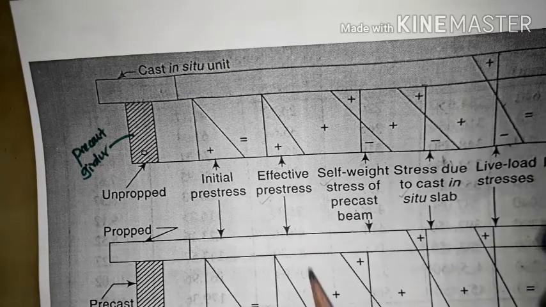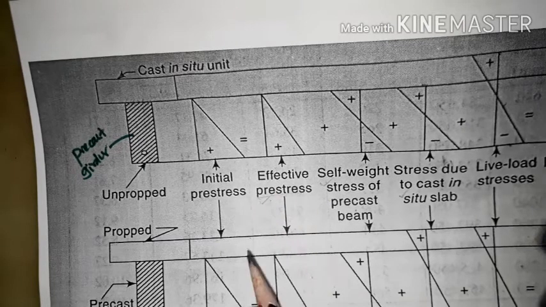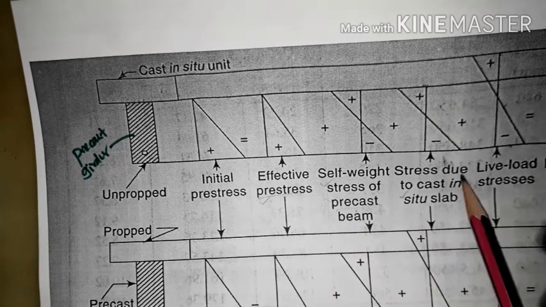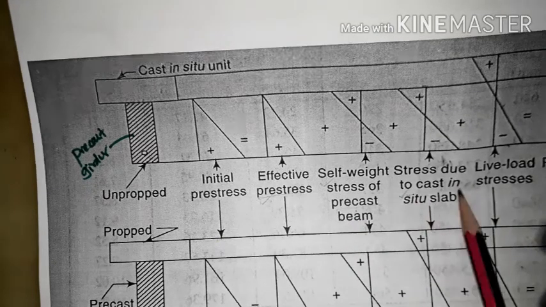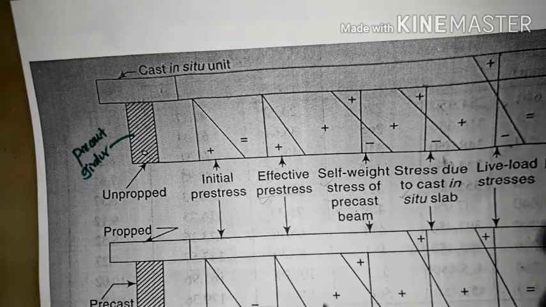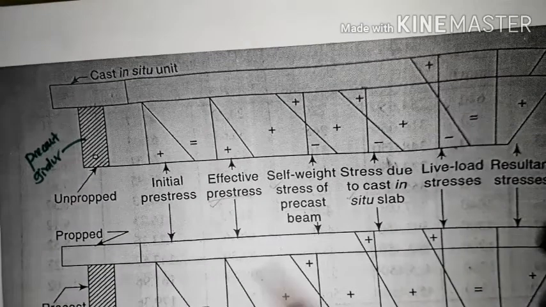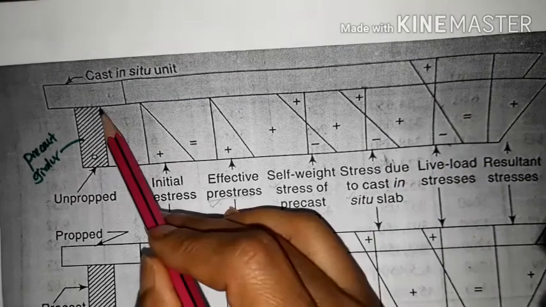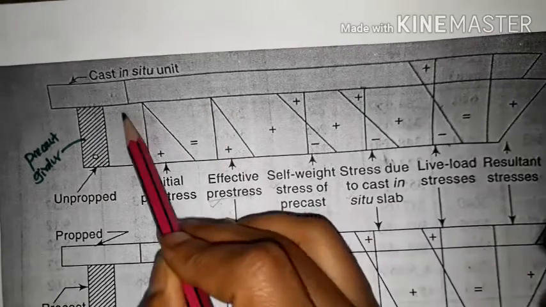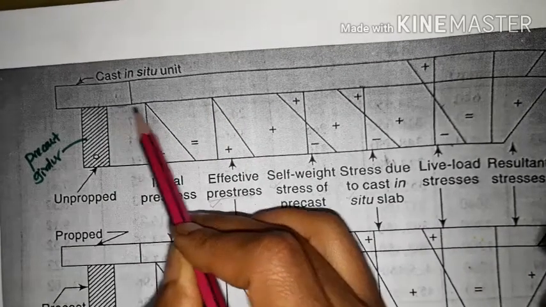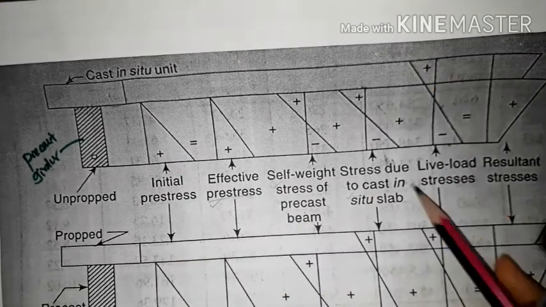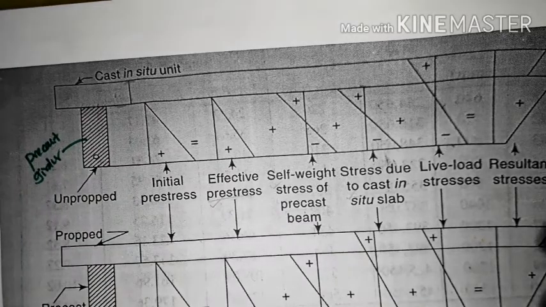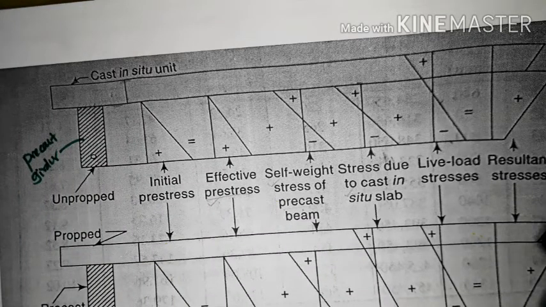First of all, three stresses you have to consider: due to pre-stress, due to self-weight of precast beam, and due to self-weight of cast in situ slab. Okay, but if we see the difference here, this and this, what is the difference? We have considered the stress level only up to this, but for the live load the stress level we have to consider at the top of the flange.